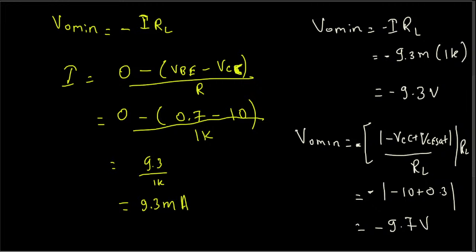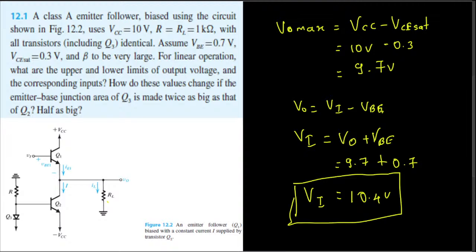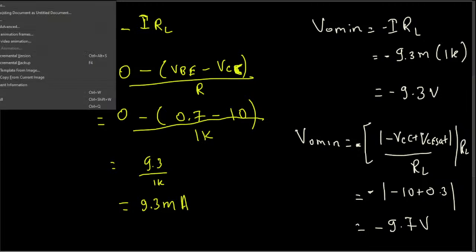And we choose that one for what? We choose that one to calculate the input voltage. The input voltage equation is exactly this: V output is equal to Vi minus VBE. We use that one again here.